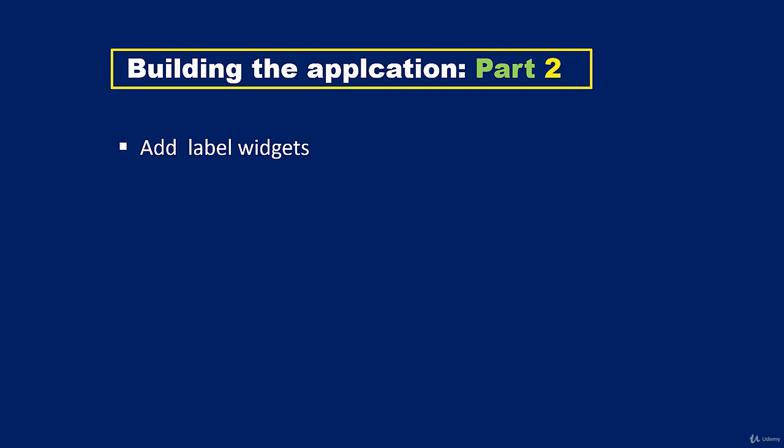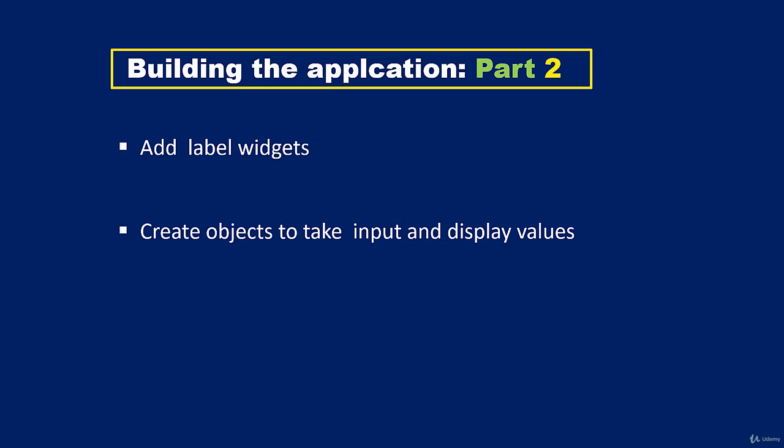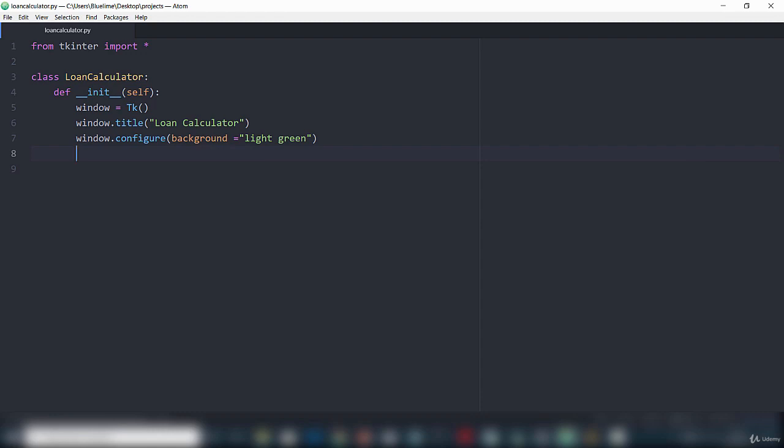We are also going to create objects that will enable us to accept inputs from the users and also to display values that we would have computed from inputted values. To save time in this video, I've already pre-staged the code, so I'm going to add a line of code at a time and then explain that line of code.